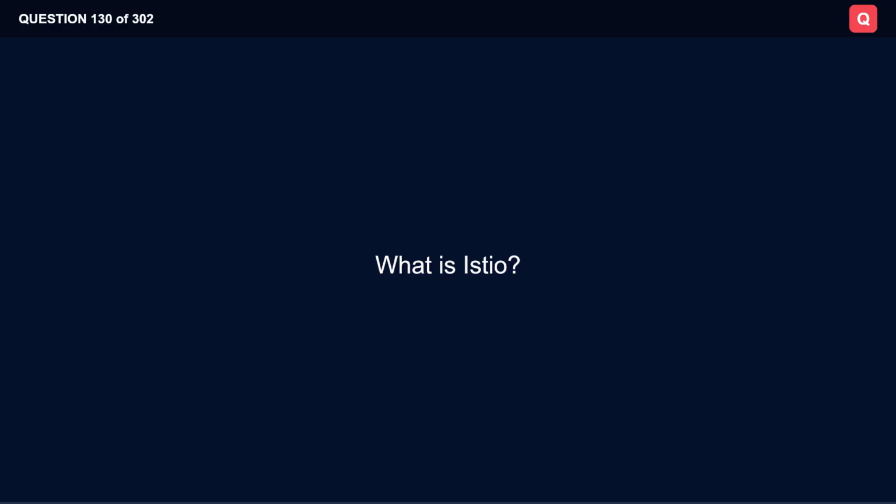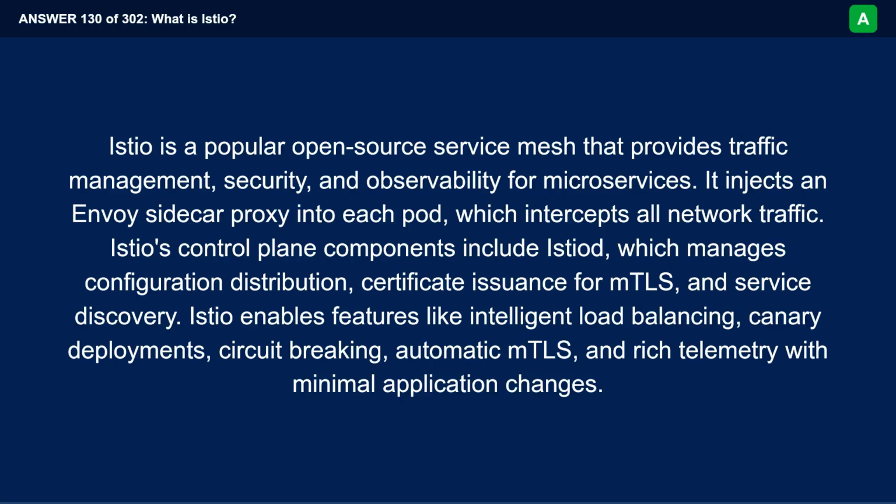What is Istio? Istio is a popular open-source service mesh that provides traffic management, security, and observability for microservices. It injects an Envoy sidecar proxy into each pod, which intercepts all network traffic. Istio's control plane component, istiod, manages configuration distribution, certificate issuance for mutual TLS, and service discovery. Istio enables features like intelligent load balancing, canary deployments, circuit breaking, automatic mutual TLS, and rich telemetry with minimal application changes.